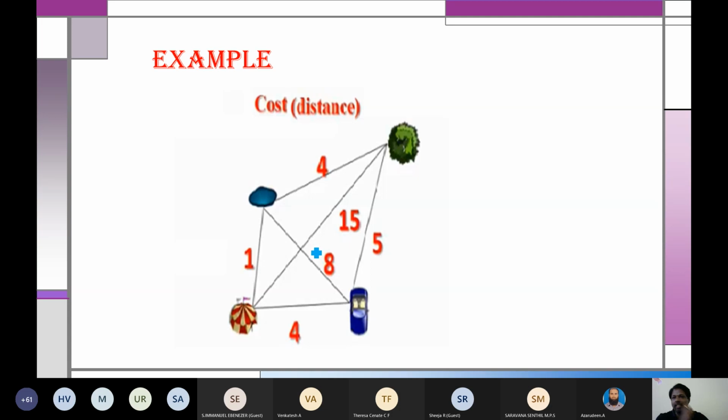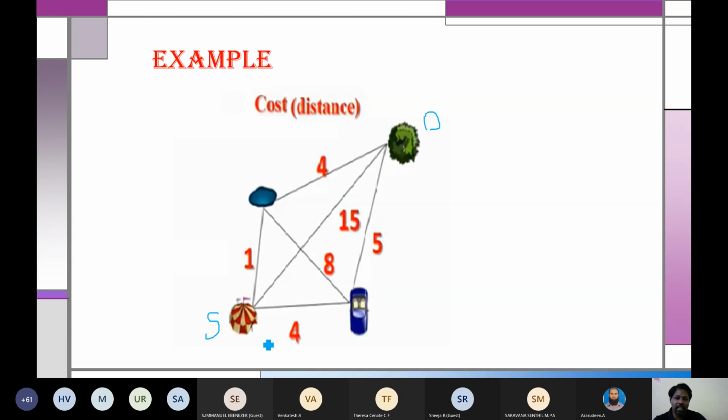Just consider an example where I have a source. This is a source. This is an equation. This example is available in most places. This is a source, and these are the paths you have, and this is a destination. We have a lot of paths.